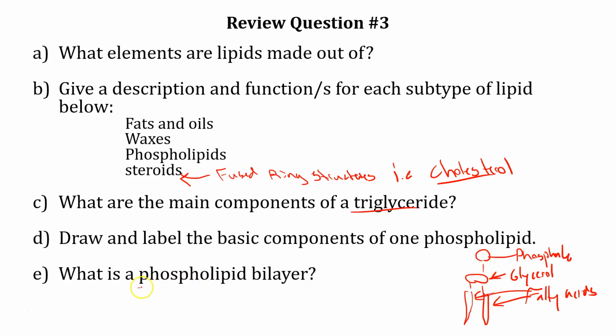And then a phospholipid bilayer, this is what makes up the cell membrane. It's basically 2 layers of phospholipids in which the fatty acid tails of each layer are facing one another, and the phosphate groups of each layer are facing towards the outside, towards the water.